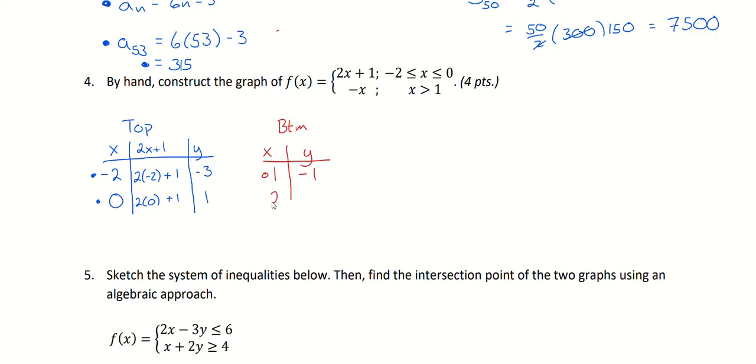2 is a natural choice. Do I have to make a note here about what it is? If it's not on the boundary, it's guaranteed to be closed. You don't even have to pay any careful attention to it. If you plug in 2 for x in negative x, it gives me negative 2.